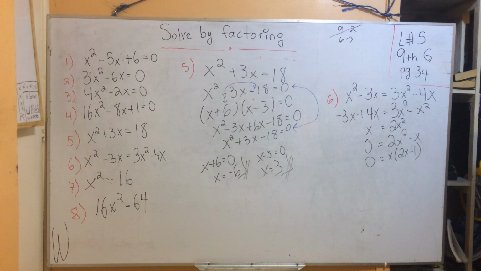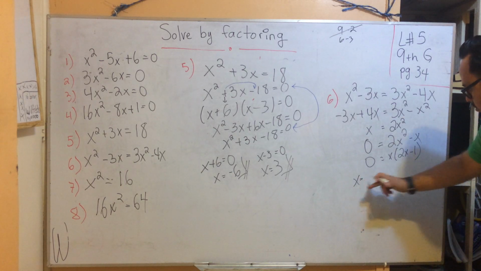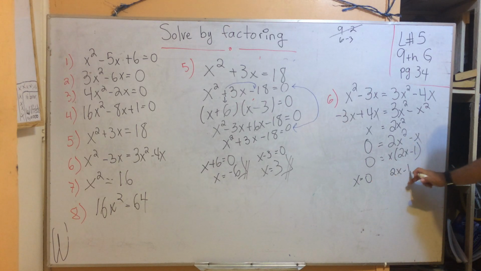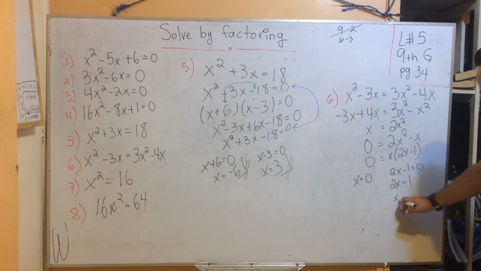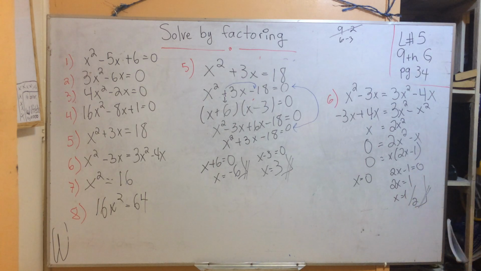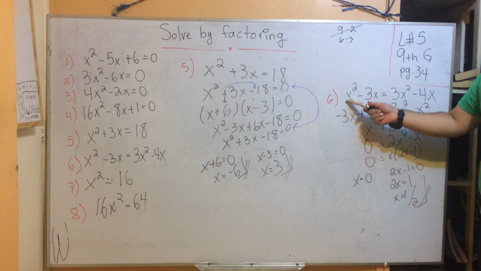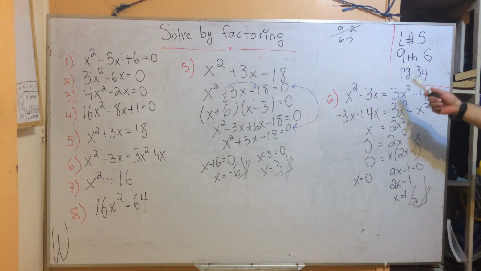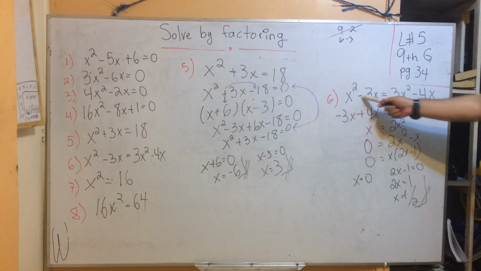So we need to solve for each term. X equals to 0 and 2x minus 1 equals to 0. This one to 0, this one to 0. This one stays the same. 2x equals to 1, and x equals 1/2. How do we know that this is true? Let's try it. X equals to 0. 0 minus 0, 0. 3 times 0, 0. Minus 4 times 0, 0. 0 equals 0.